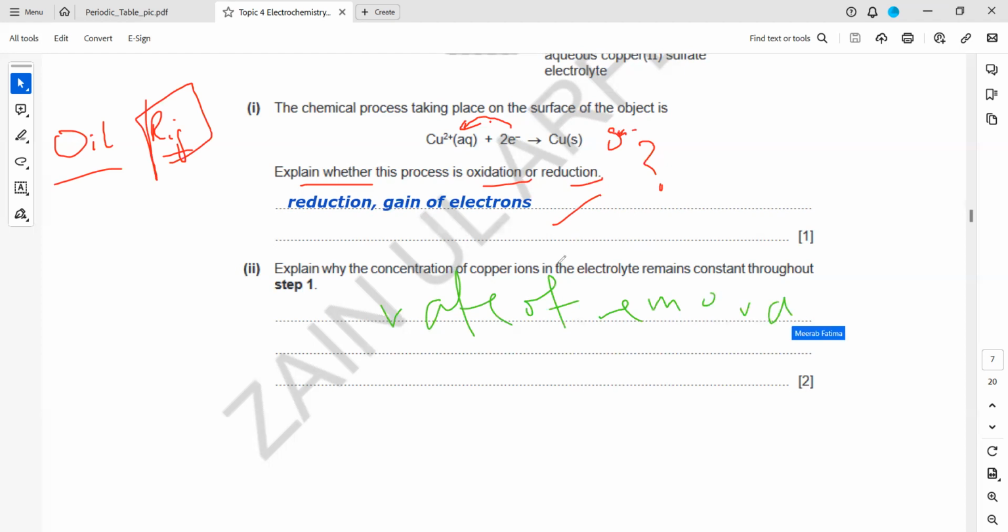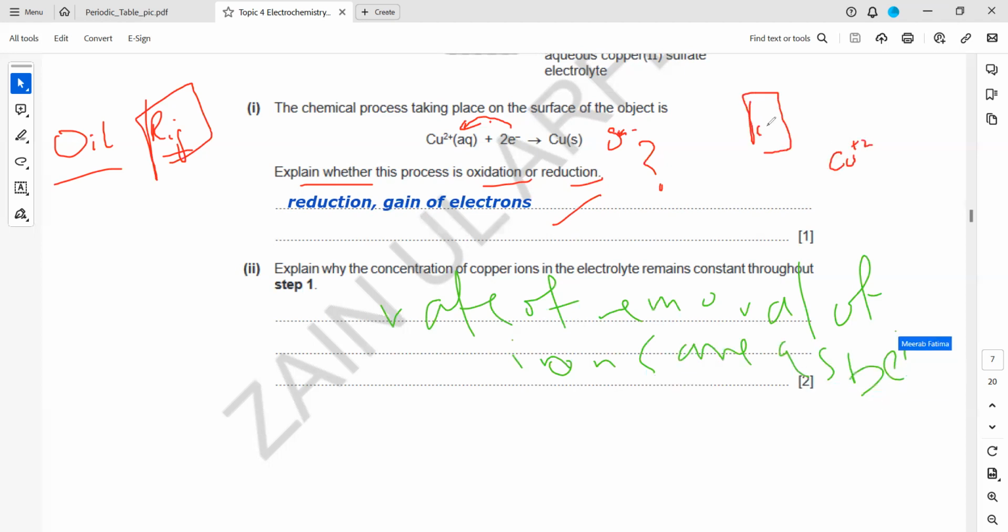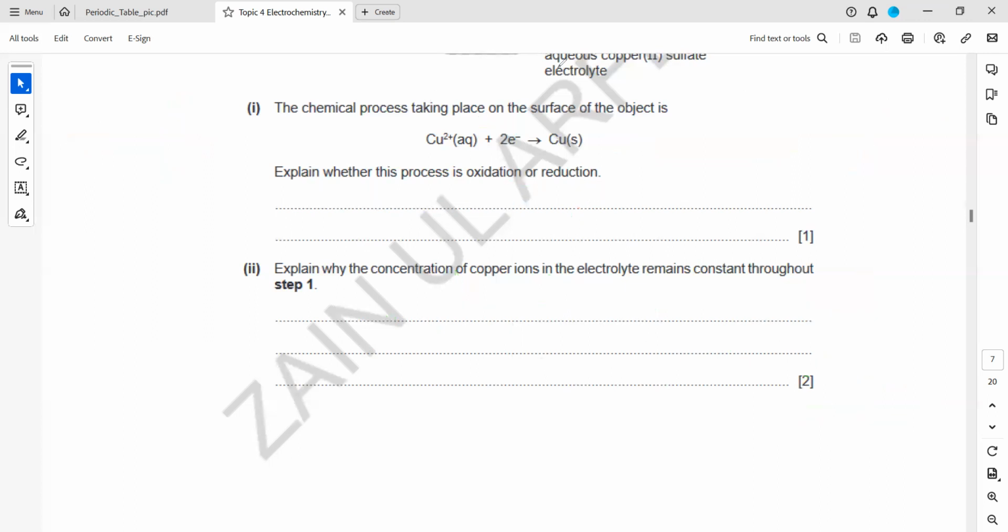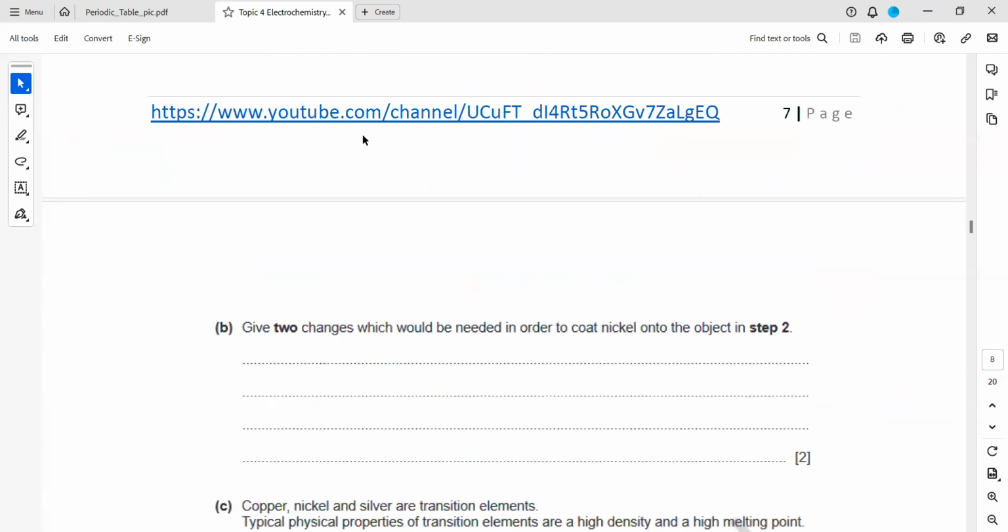Explain why the concentration of copper ions in the electrolyte remains constant. The reason is that there are copper ions in the electrolyte and there is a copper electrode. The copper ions that move out of the electrolyte are the same as the copper atoms that enter the electrolyte. So the amount of copper ions discharged at the cathode is the same as the amount of copper atoms entering the electrolyte. That's why the concentration does not change. If one ion leaves, at the same time one atom turns into an ion and enters the electrolyte. So the color of this electrolyte won't change as there is no change in the electrolyte.